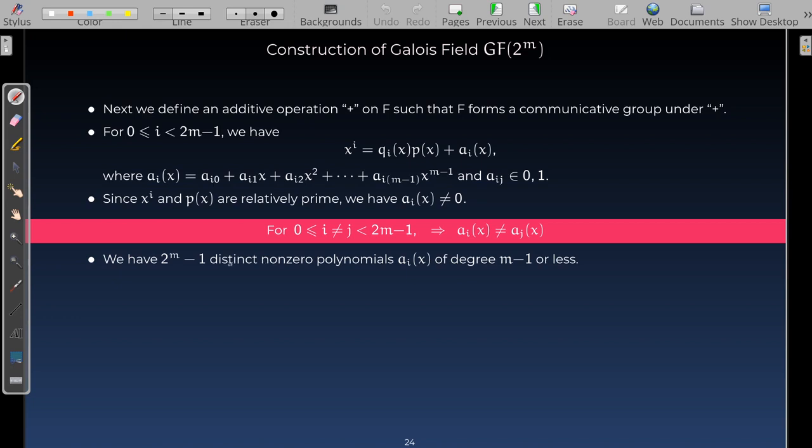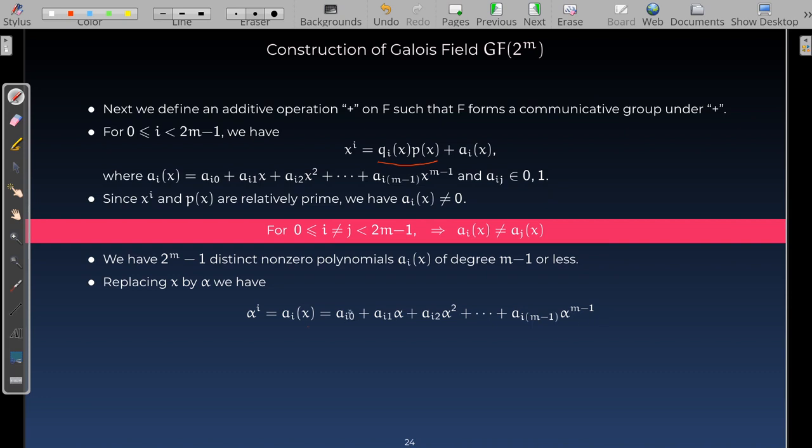So we have 2^m minus 1 distinct non-zero polynomials a_i(x) of degree m minus 1 or less. So replacing x by alpha, we will have alpha^i equal to a_i(alpha), because again p(alpha) is actually equal to 0. So this part here will become 0. This part will become 0. So you have alpha^i equal to a_i(alpha) and that is equal to this polynomial.